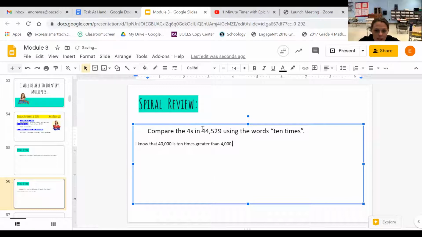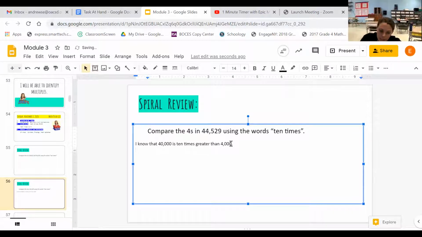I said that our first 4 is in the 10,000s place, and it has a value of 40,000. It's 10 times greater than 4,000. There's one place value in between, so we know that that's 10 times as much.